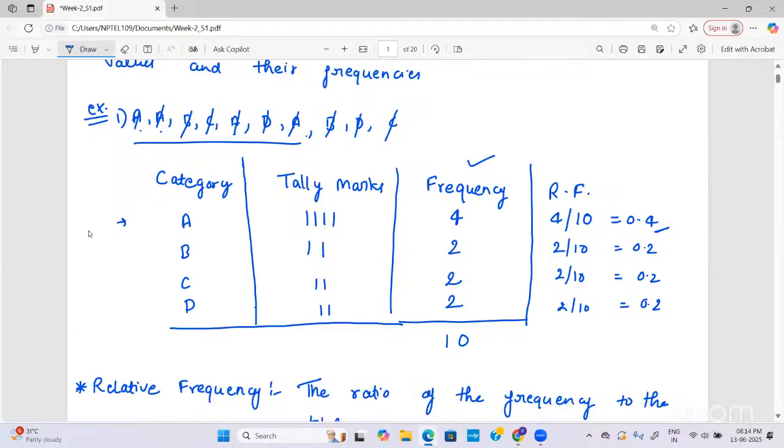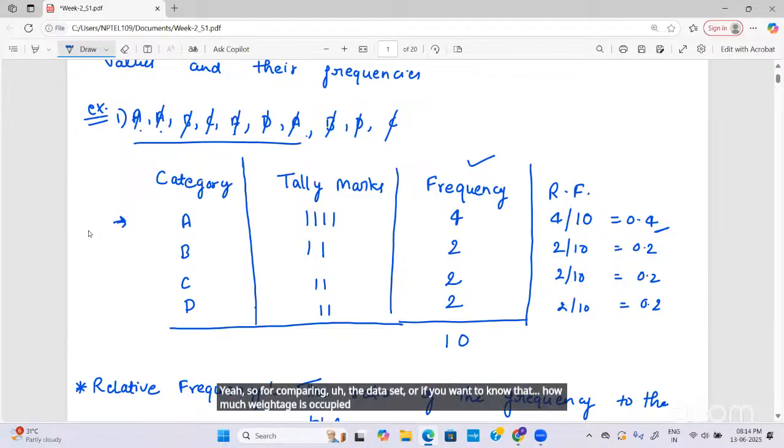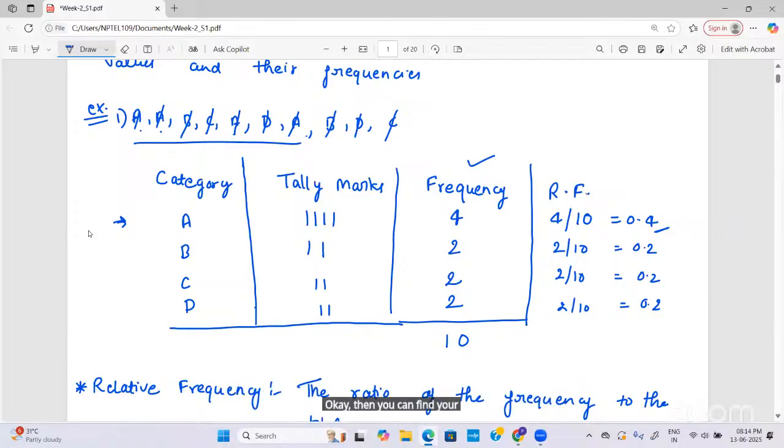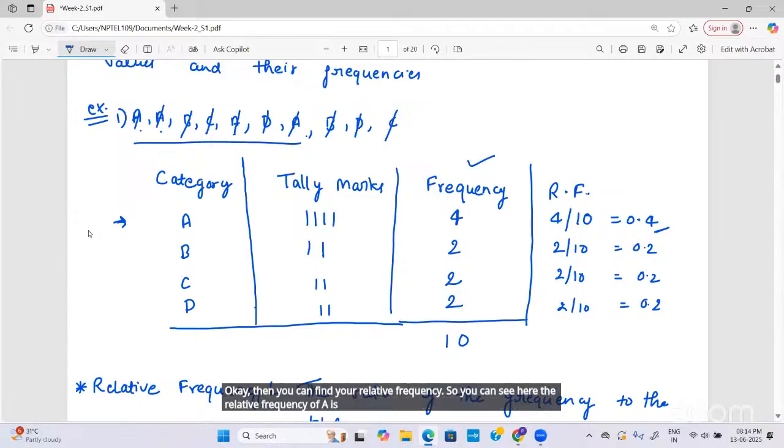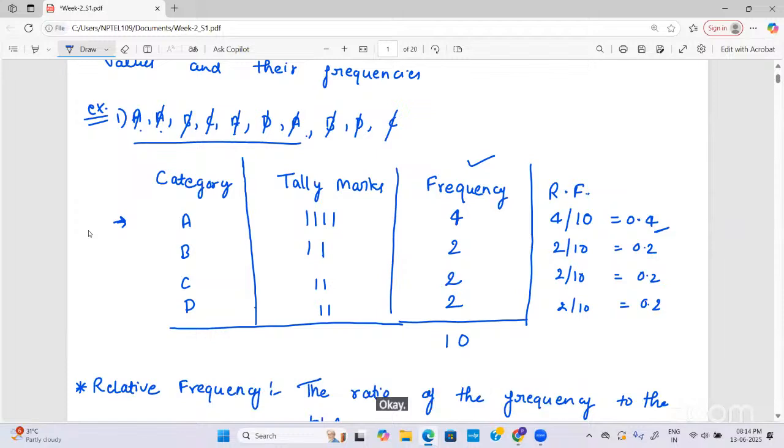Sir, ma'am, can you repeat once again what is the use of relative frequency? Yeah, so for comparing the data set, or if you want to know how much weightage is occupied by a particular category, then you can find your relative frequency. You can see here the relative frequency of A is 0.4, which represents the proportion.